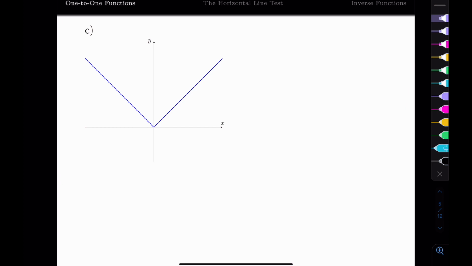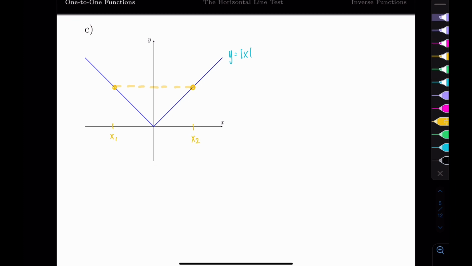If you remember our basic shapes, this is our absolute value function. And the problem with this is, if I pick this y value here, there's two different x values that give us this same output. So this is the first x value, this is the second x value. So unfortunately, two input values give us the same output. This function is not one-to-one.